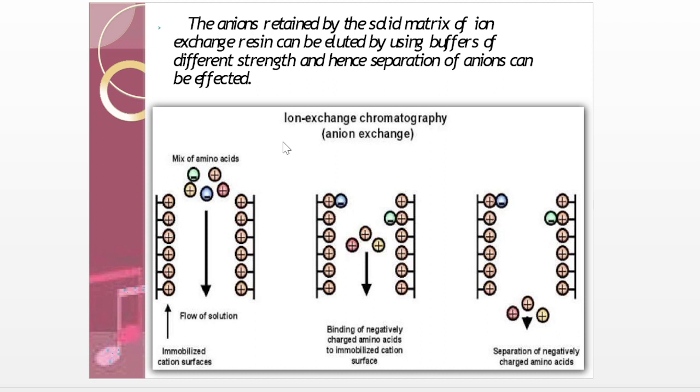Here is the diagram of ion exchange chromatography, anion exchange. Here is an example mix of amino acids, some of which are negatively charged and some positively charged, as shown. The flow of solution is in this direction. Immobilized cation surface is shown here. Binding of the negatively charged amino acid to the immobilized cation surface is shown here. Separation of negatively charged amino acids is also shown here, while the positively charged cation is repelled by both sides and hence remains in the center and settles down, while the negatives are attracted to the positive walls of the chromatographic tube.